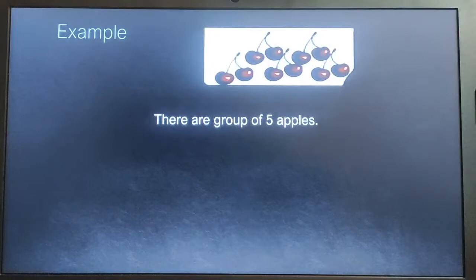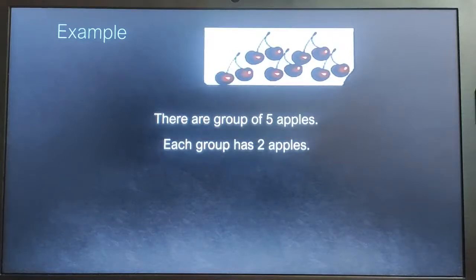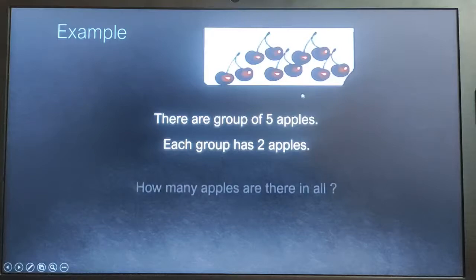Let us understand what is multiplication through an example. Can you see this figure? In this picture there are some apples given. Let us see. There are 5 groups of apples. Each group is having 2 apples each. See, you can see here 2 apples are given in each group.